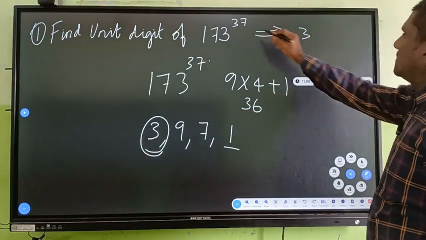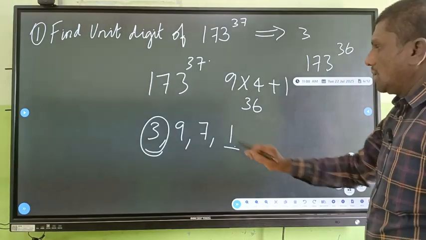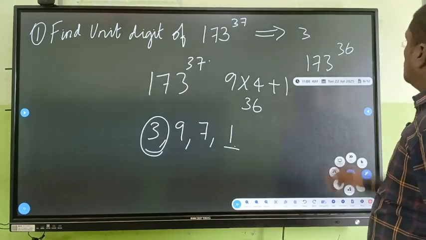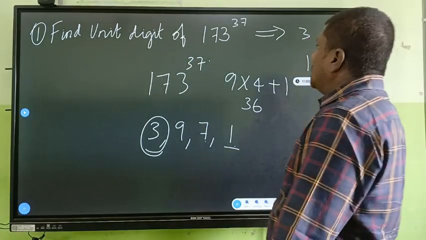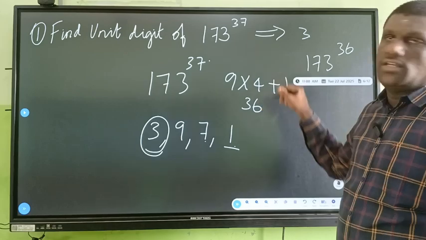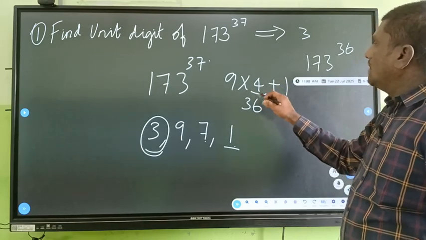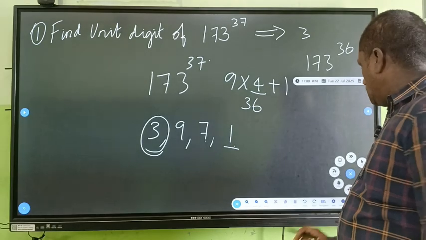Had it been 173 power 36, the number would be 1. Had it been 35, it would be 7. So it goes, and this remainder is important. Now what is the remainder? Based on the cyclicity, you have to find out. The cyclicity is 4, so what is the remainder? According to that, the last digit will occur.